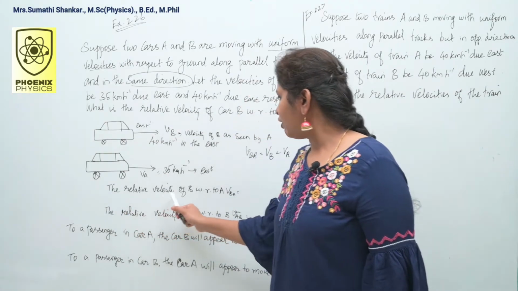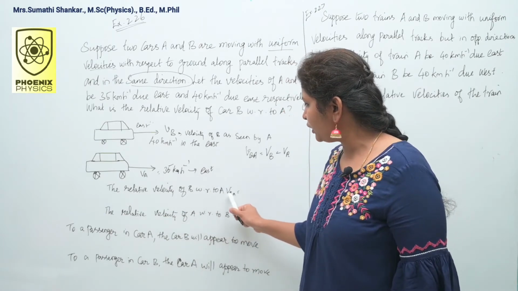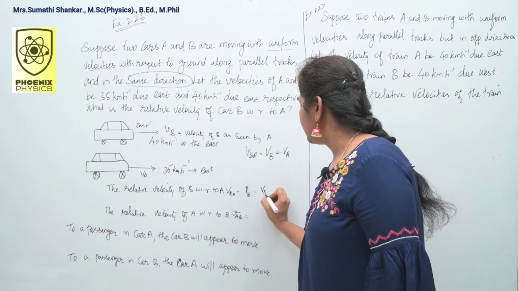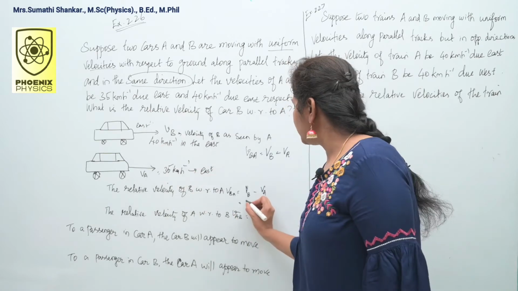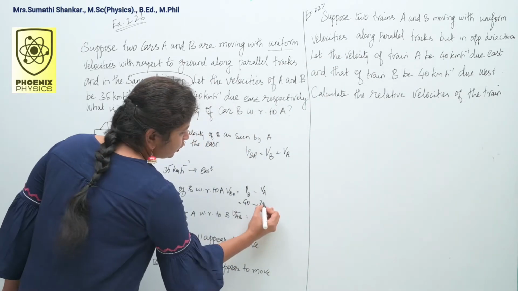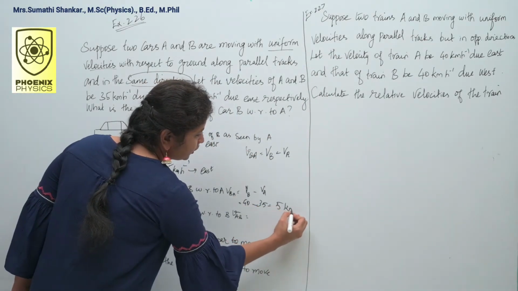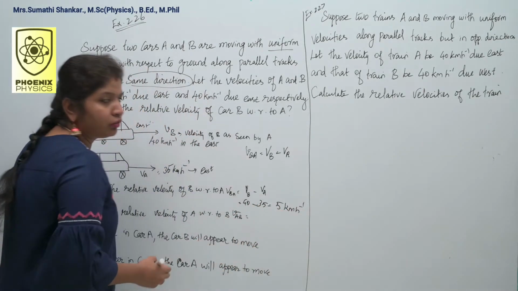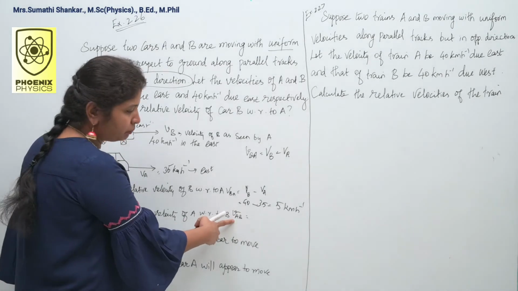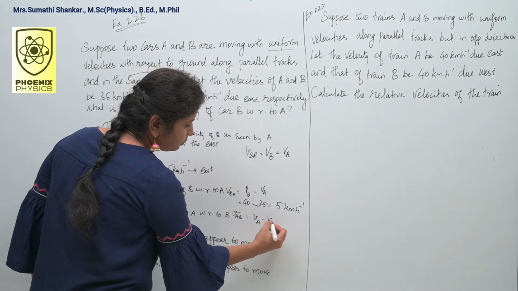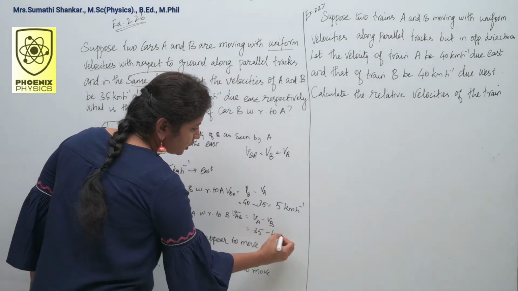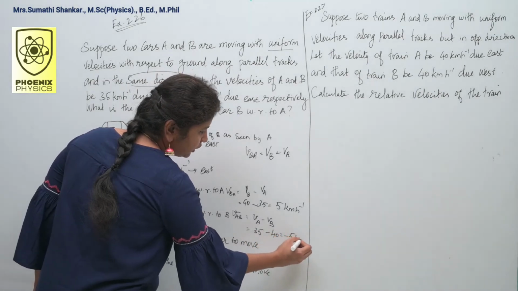The relative velocity of B with respect to A is VBA, that is equal to VB minus VA. What is VB? VB is 40 minus VA is 35. Your answer is 5 km per hour or km hour minus 1. Relative velocity of A with respect to B is VAB. Formula is VA minus VB. VA 35, VB 40. Your answer is minus 5 km hour minus 1.